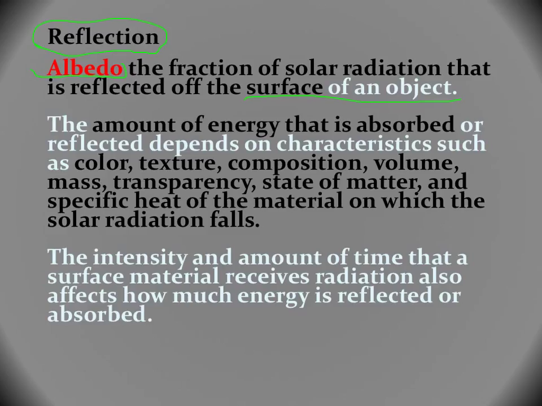A mirror reflects all light that hits it, whereas some other things don't reflect much light at all. So the energy that gets absorbed or reflected depends on characteristics of the object, specifically color and texture, and we can get into others like composition, volume, mass, transparency, state of matter, specific heat, a lot of different things. But we're going to focus mainly on color and texture.